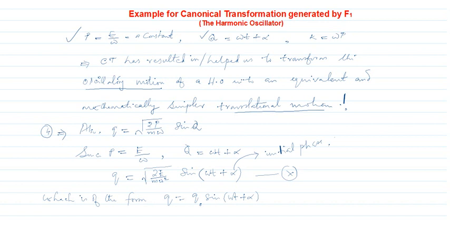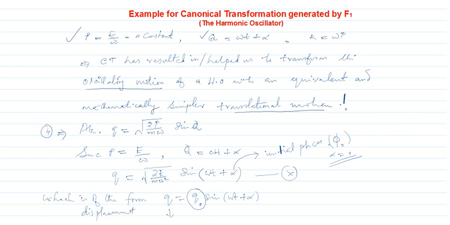Usually we have been denoting it as phi 0. Alpha can be set equal to 0 for convenience. And this Q0 is nothing but the amplitude, right? Q is the displacement of the SHM.